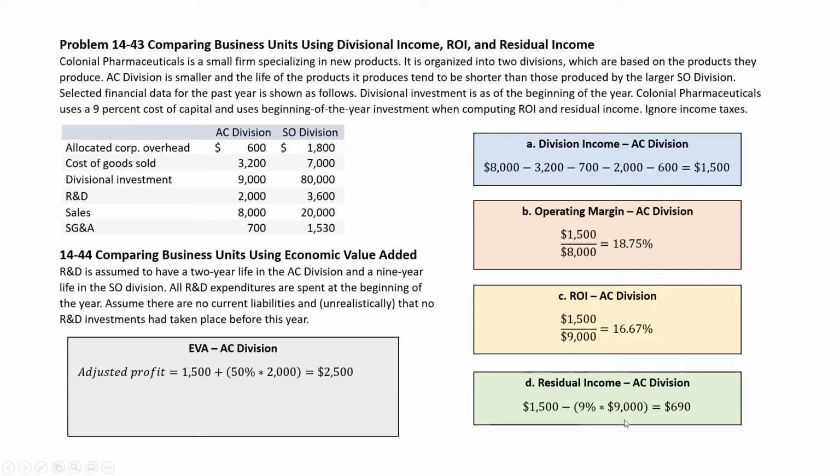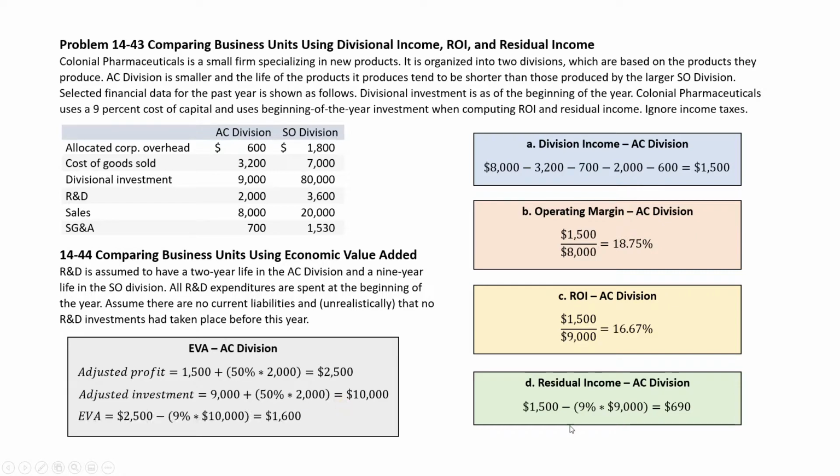Also, don't forget you need to make an adjustment to divisional investment because keep in mind, we're going to initially capitalize part of the R&D and then expense it in future periods. Our divisional investment, according to accounting conventions, is again $9,000. But let's add back the portion of R&D that we're going to save to expense in future periods. That's the other 50% or $1,000. So our adjusted investment is $10,000.